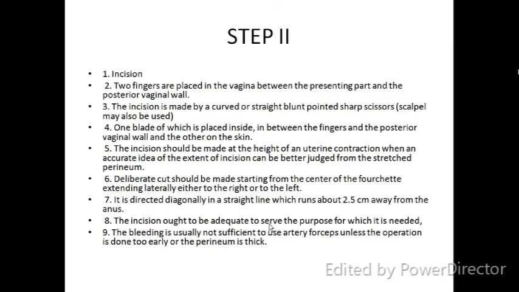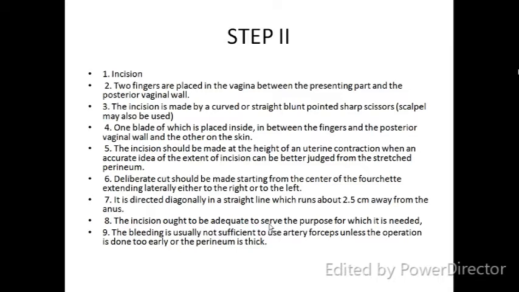The incision should be made at the height of a uterine contraction. This is very important when you give an episiotomy. When there is a contraction and the head is crowning, that is, the patient is bearing down, it causes thinning of the skin and causes less pain to the patient and less bleeding. The incision should be made at the height of a uterine contraction, when an accurate idea of the extent of the incision can be better judged from the stretched perineum. Second, it causes less pain to the patient, and less bleeding.